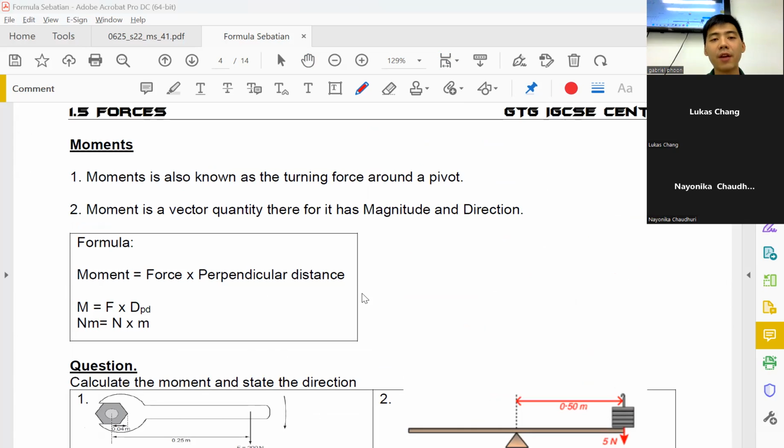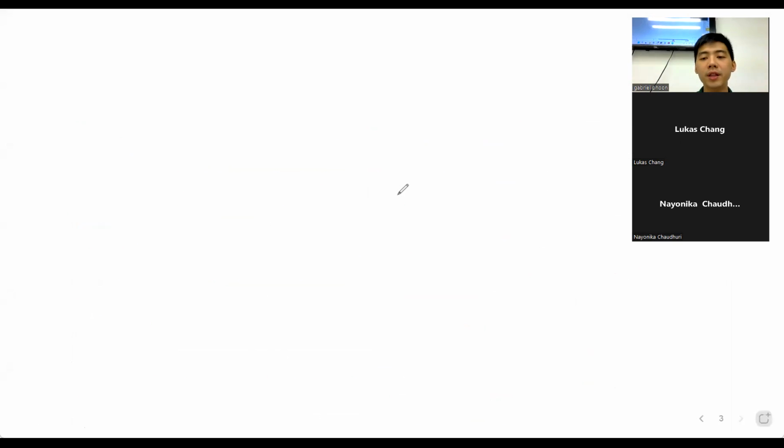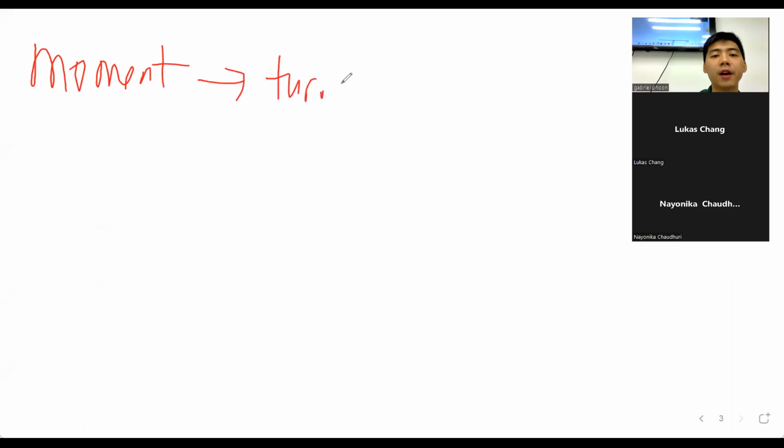Okay, now let's first and foremost understand what a moment is, guys. A moment, by the very definition, is the turning effect generated by something. For example, today, this opening of the door, right, is actually a moment as well. Why? Because a moment will always cause a turning effect.